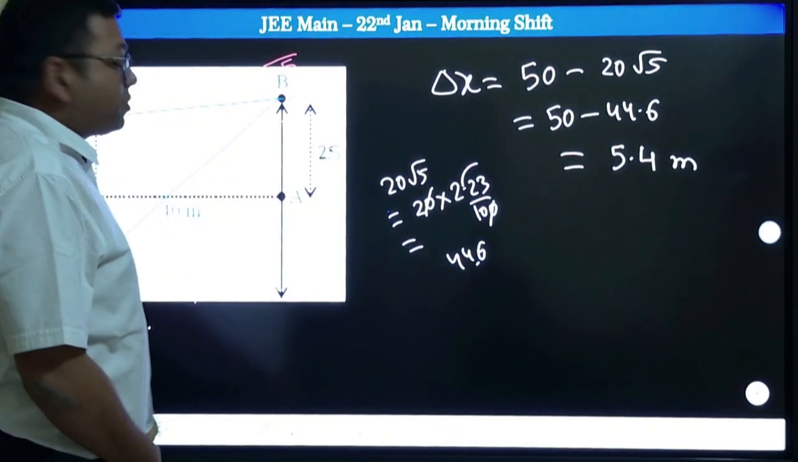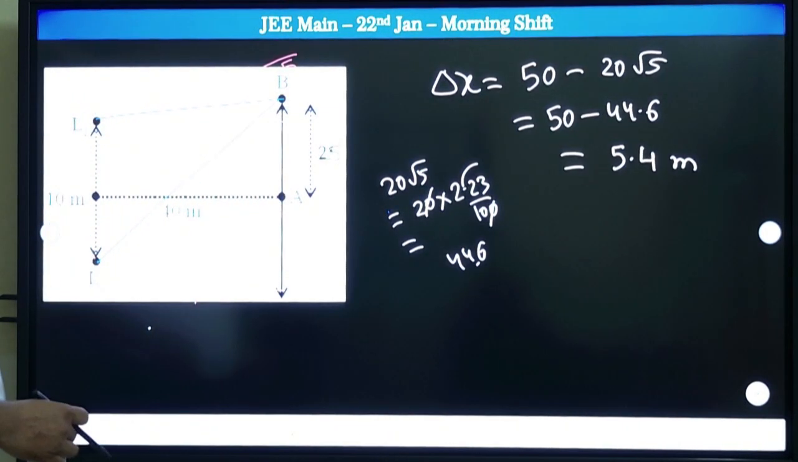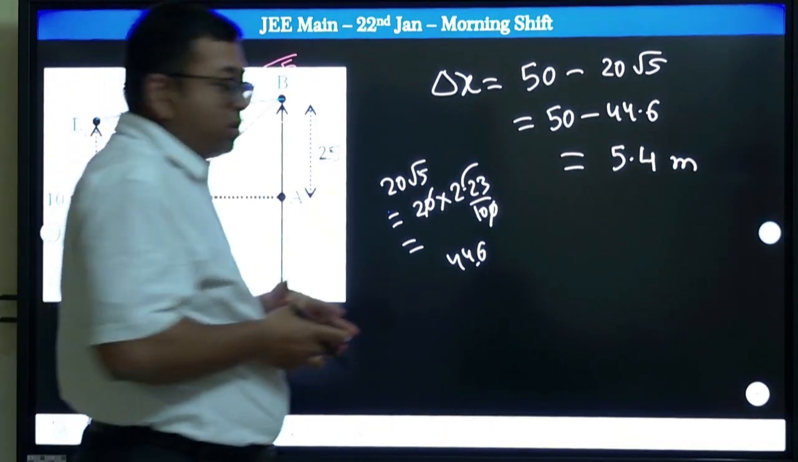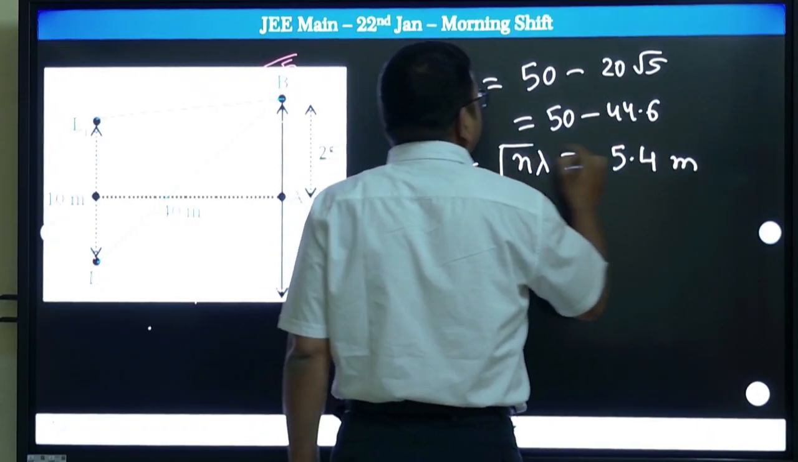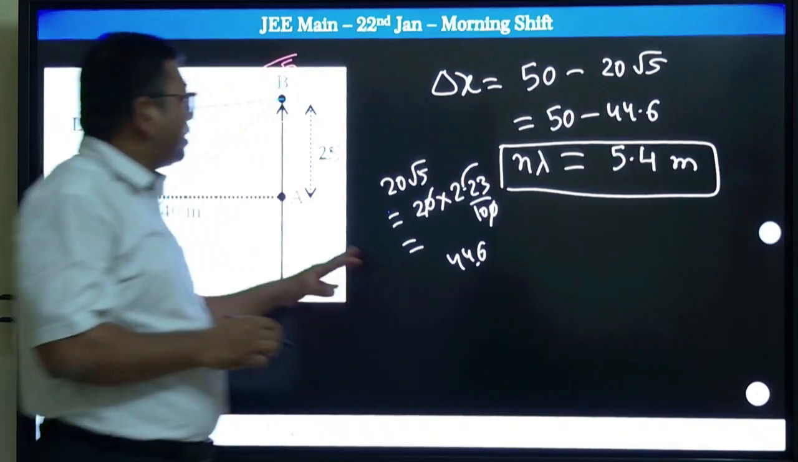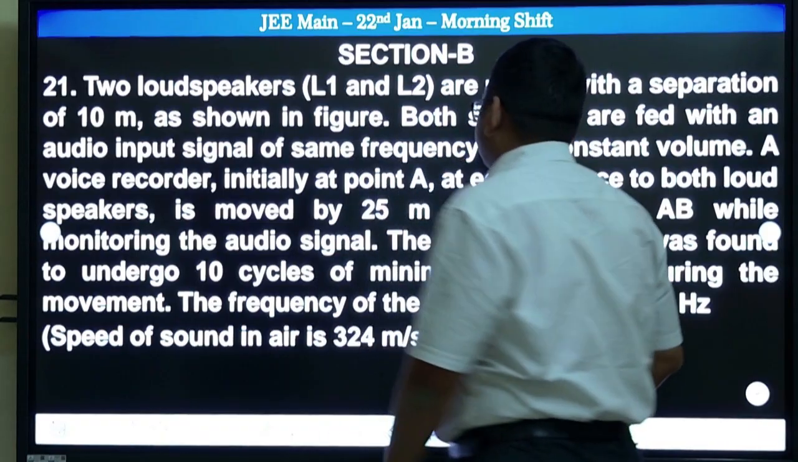So what should the path difference be? For maxima and minima, we can use n lambda. For the path difference you can use n lambda, and they are saying how many maxima and minima? How many cycles are there?